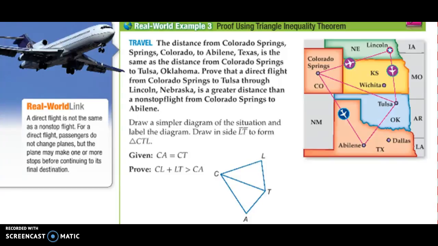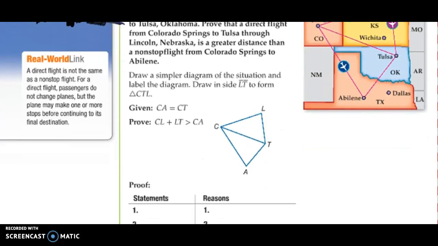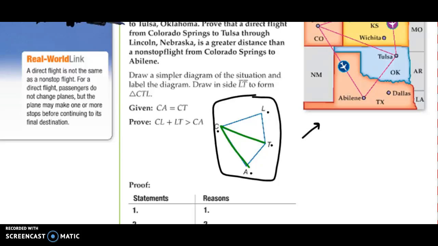Alright, well, what they suggest doing is drawing a simple picture. So that's what we've done right here. Instead of all these places and whatever else from the map, we decided to make it a little bit easier. So Colorado Springs is letter C. Lincoln is L. Tulsa is T. And Abilene, Texas is A. So now we have it just a little bit easier. Now, the given information is that CA is equal to CT. Those two are equal. And it says to prove that CL plus LT is greater than CA.